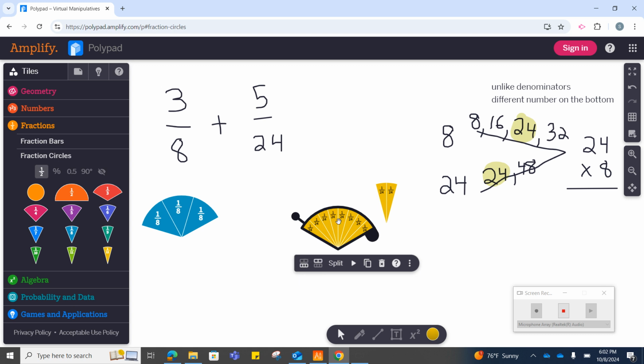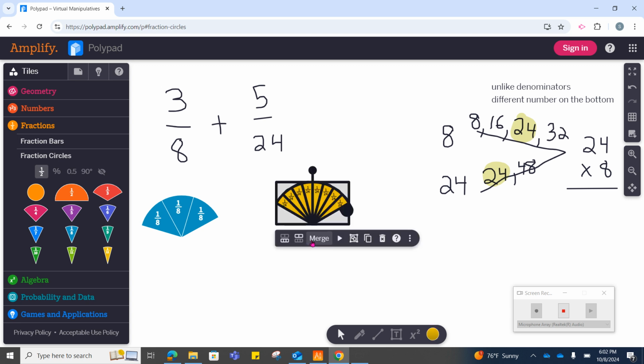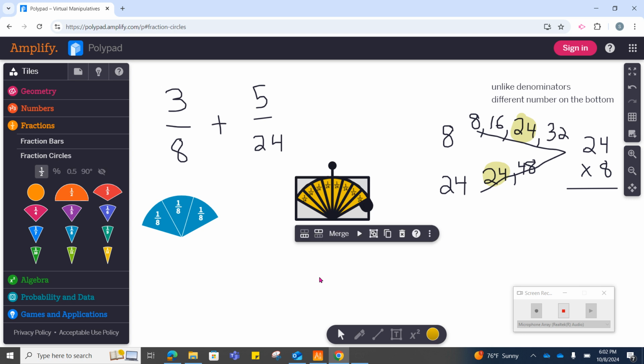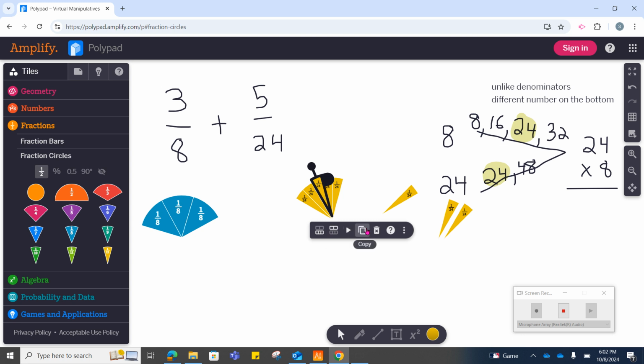I'm going to actually delete these. And I'm going to use these. But I only want 5 of these. 1, 2, 3, 4, 5, 6. I have 8. So I'm going to split them. And then I can, okay, let's see if that works. Yep, 1, 2, 3. So I wanted 5. 1, 2, 3, 4, 5. Let's see if I can get these all back together. I can't. Well, I'm just going to leave it like that. So I have 5 24ths here.